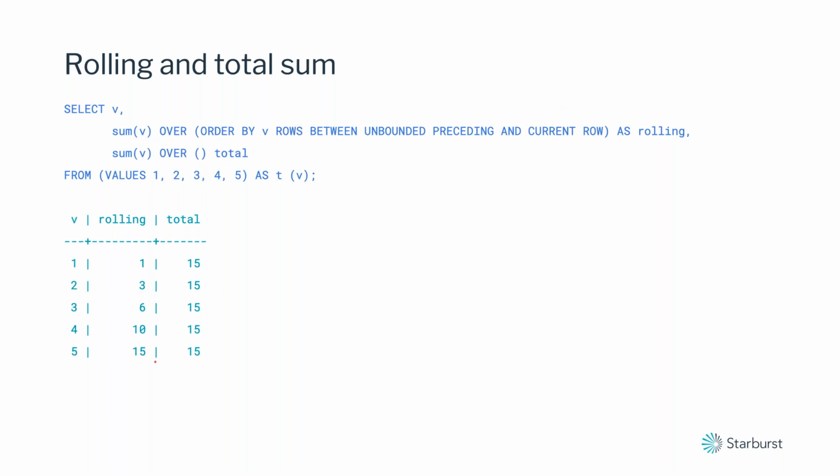And you can also combine these. You could say sum as a rolling sum divided by sum over nothing as a total, to see the rolling sum divided by the total in the table, to say what is the percentage of this value, like what's this row's percentage up to this position in the table.